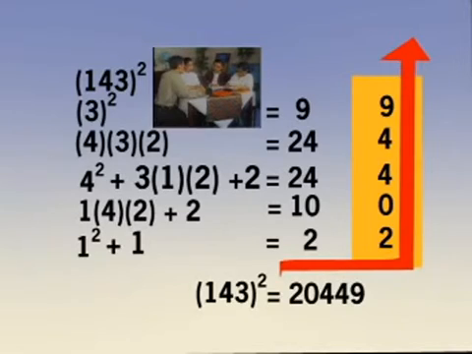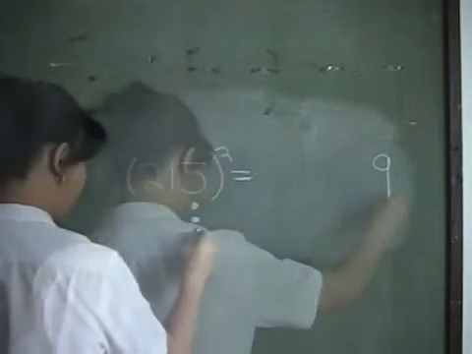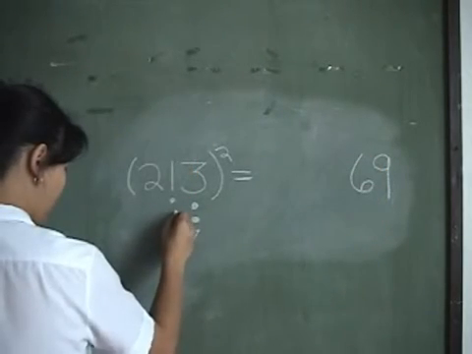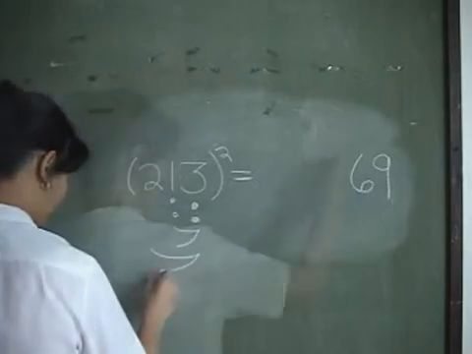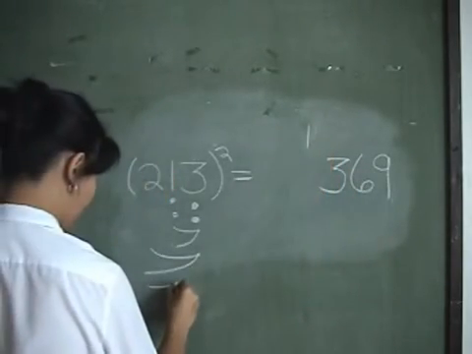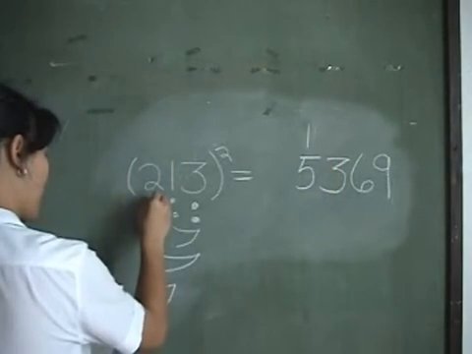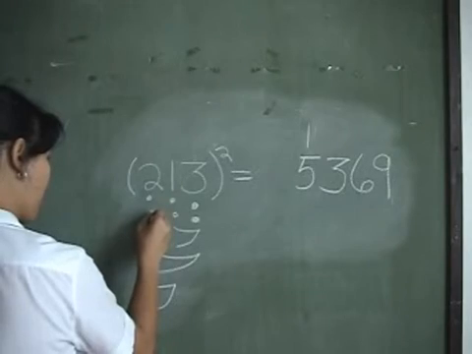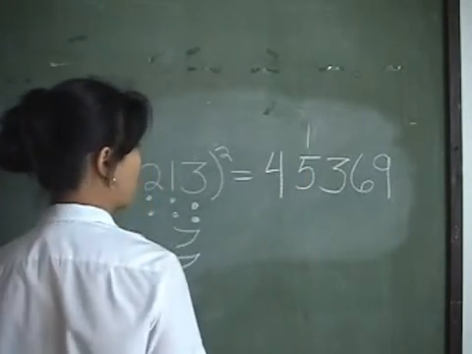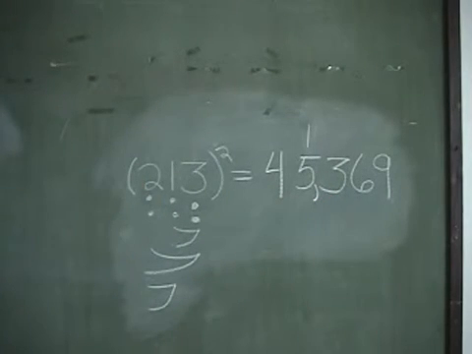20,449. Okay. 3 squared equals 9. 1 times 3 doubled equals 6. 1 squared plus 2 times 3 doubled equals 13. Carry 1. 2 times 1 doubled plus the 1 we carried equals 5. 2 squared equals 4. So, 213 squared equals 45,369.